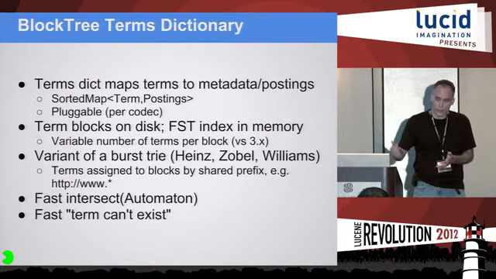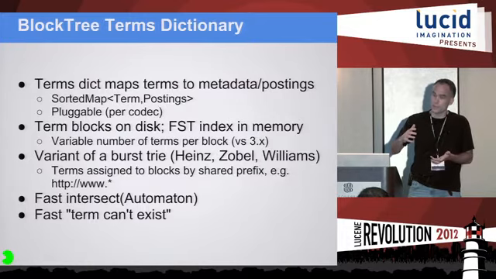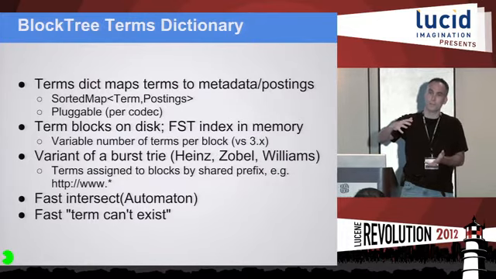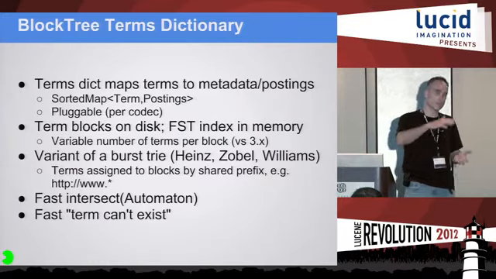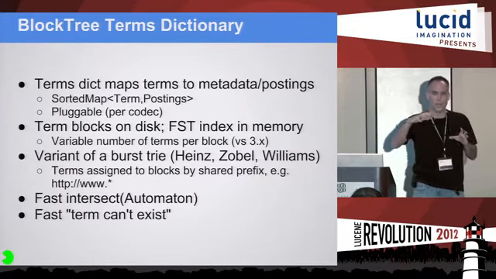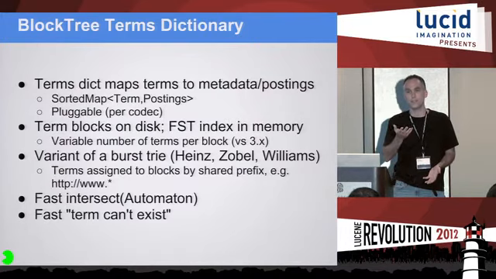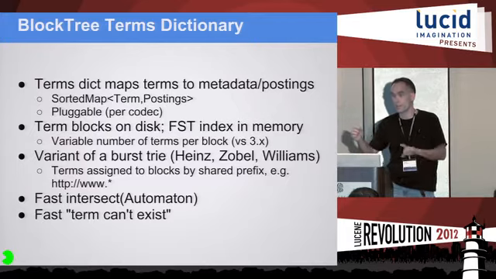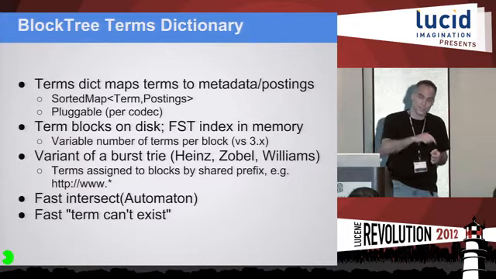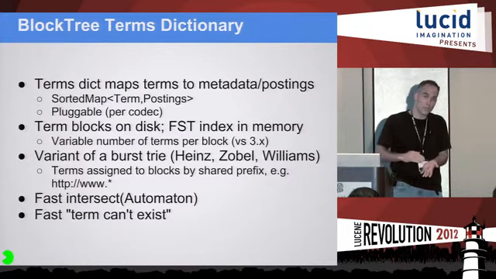And so BlockTree, just like 3.x's terms dictionary, takes the terms and groups them into blocks. So in 3.x, it's every 32 terms, a very regular interval, that creates a new block that's put on disk. And then in memory, there's an index that points to those blocks. So when you want to look up a certain term, you look in the index, you figure out which block to go to, you do a disk seek to that block, and then you scan looking for the particular term that you want.